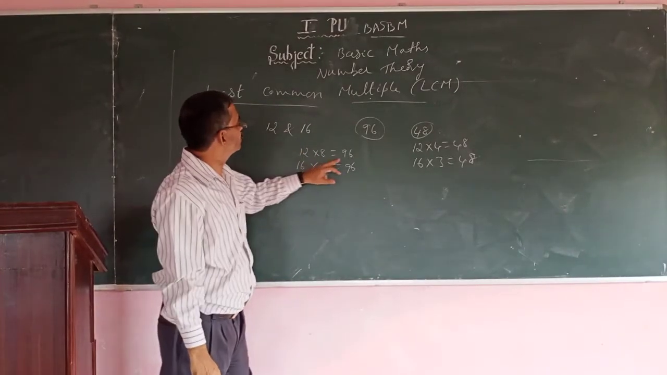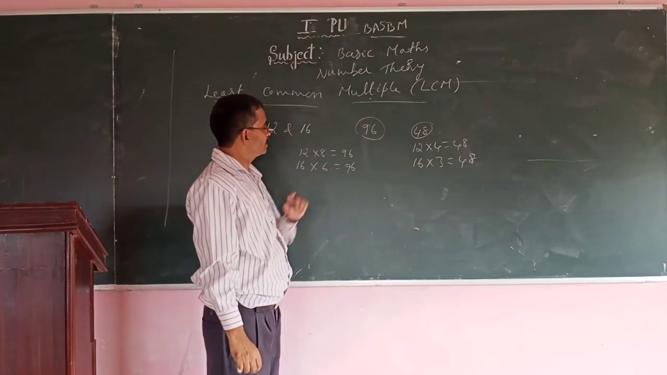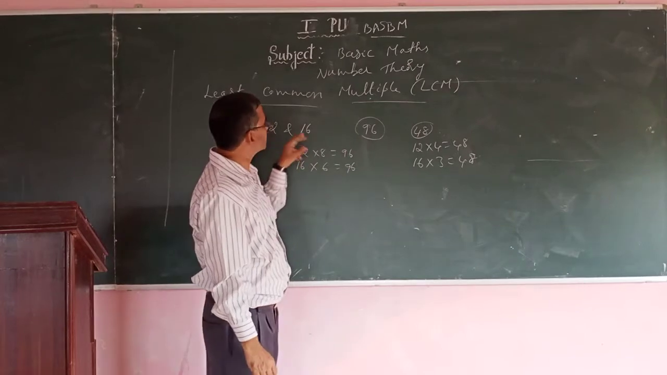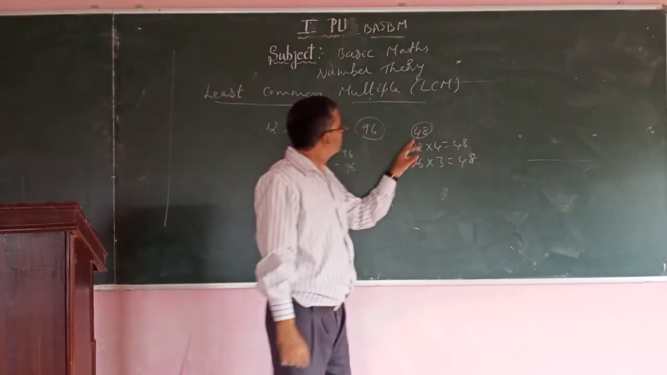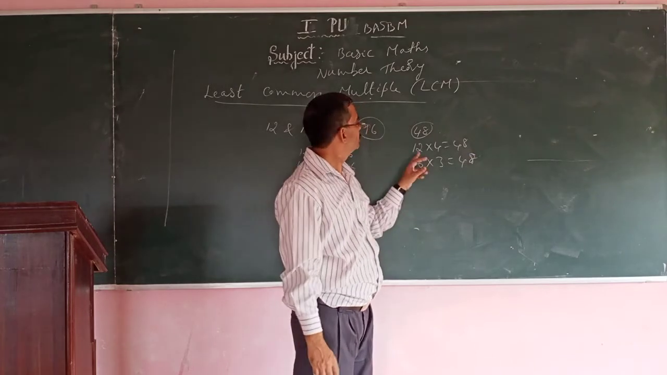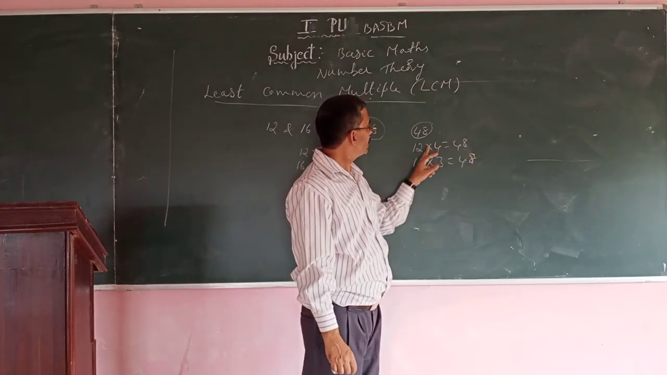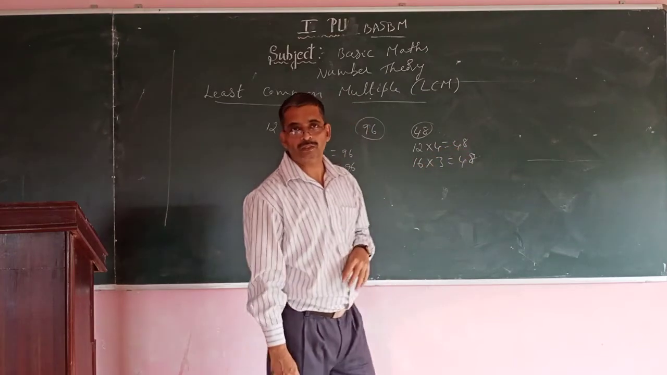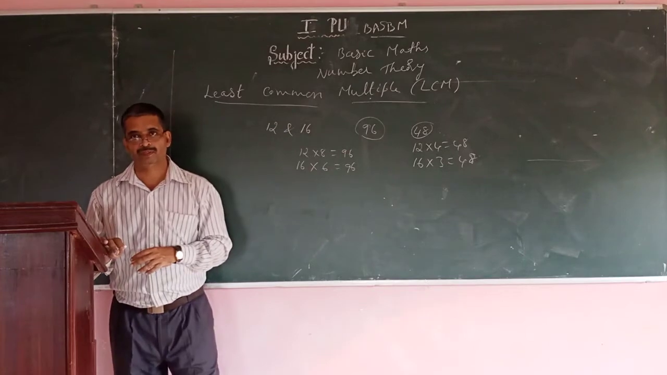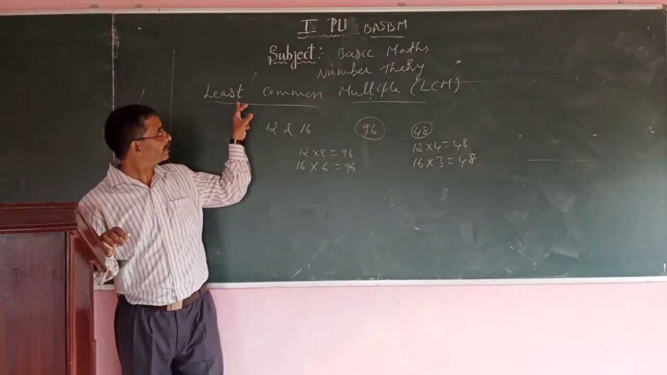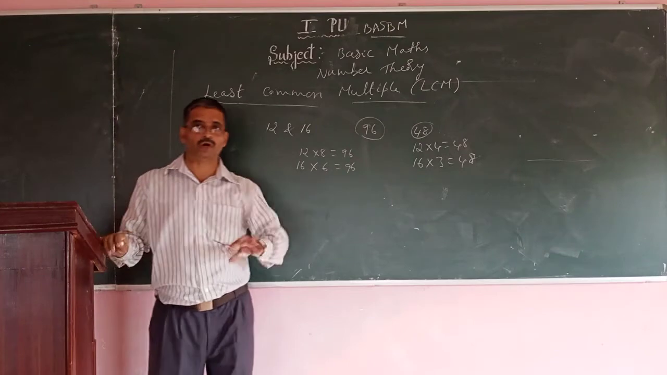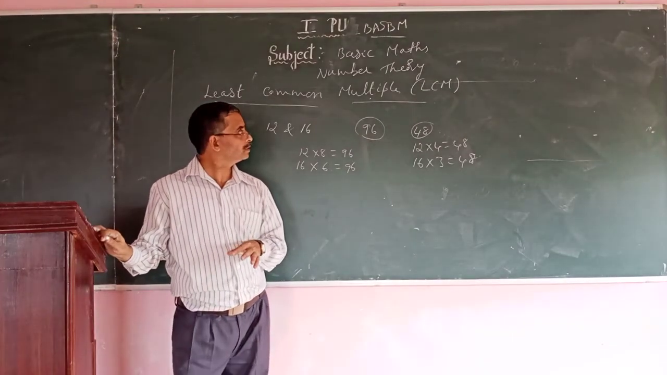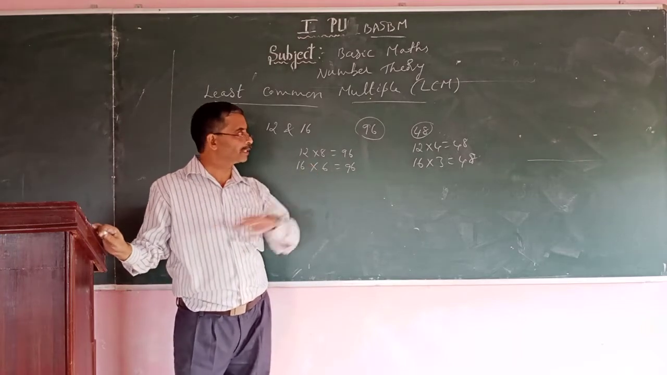So 96 is a multiple of 12 and 16. 16 into 6 is 96, 12 into 8 is 96. So 96 is a multiple of both 12 and 16. 48 is also a multiple of 12 and 16. 12 into 4 is 48, 16 into 3 is 48. Now there may be many multiples, but among those, we have to get the least one. It should be a multiple of both, but it should be common.